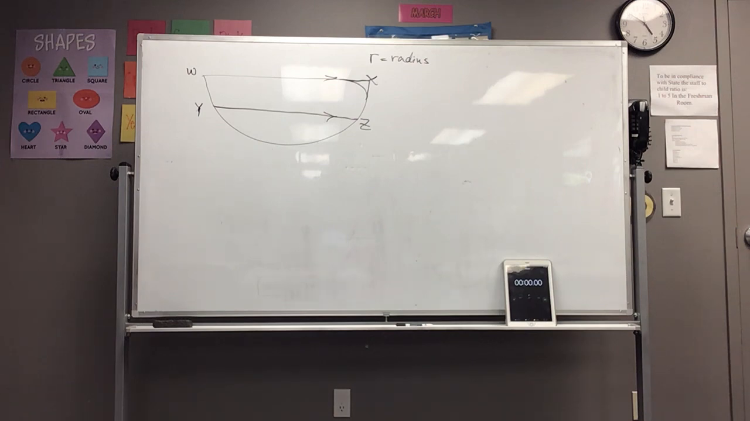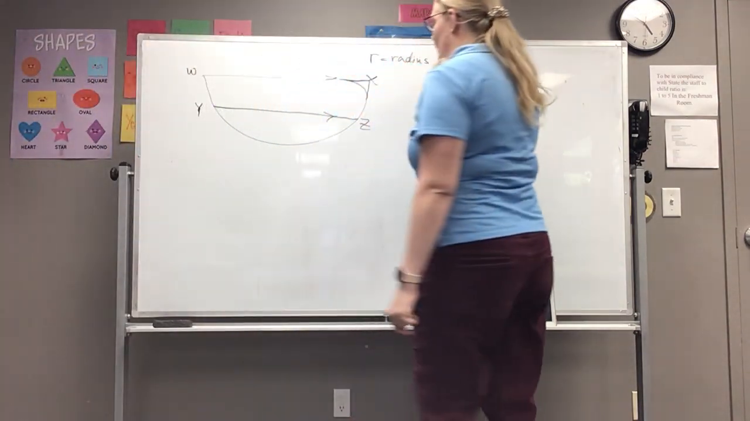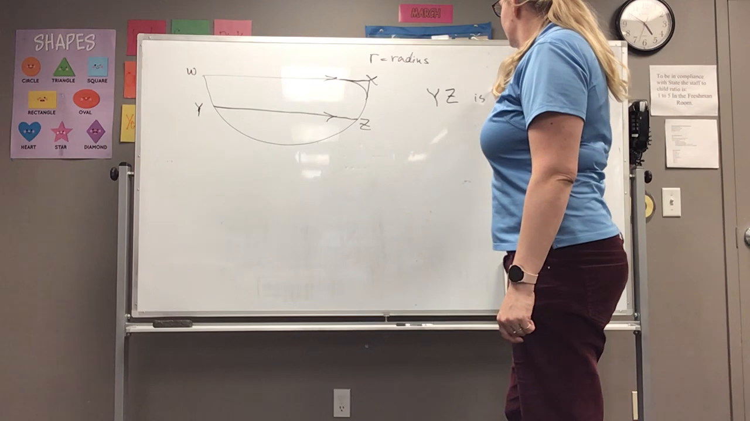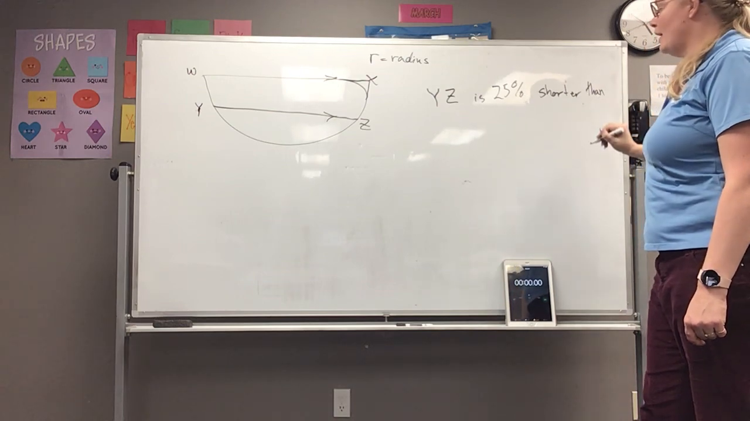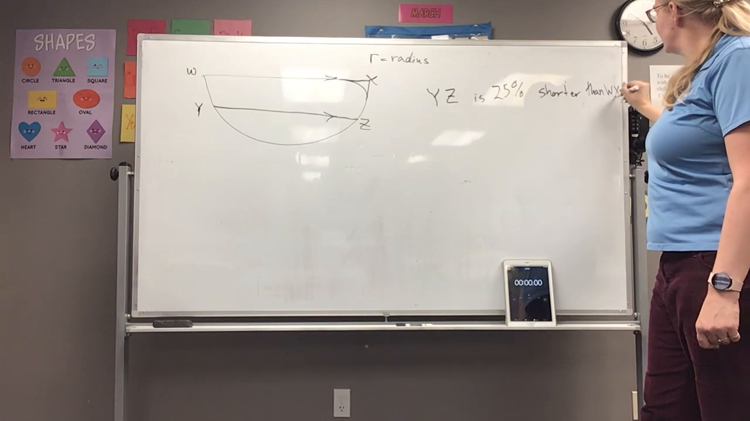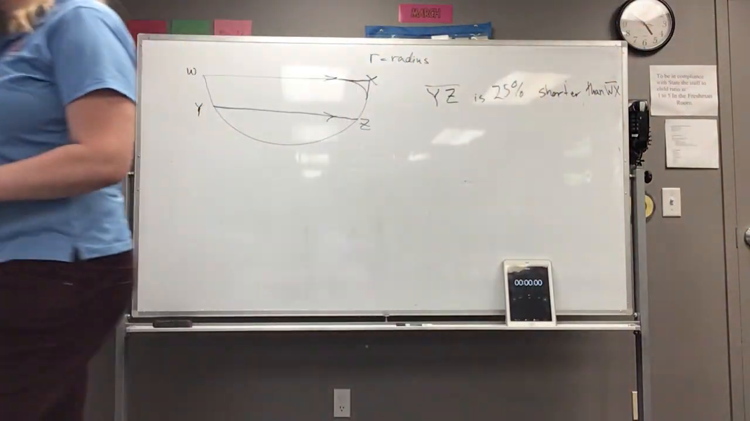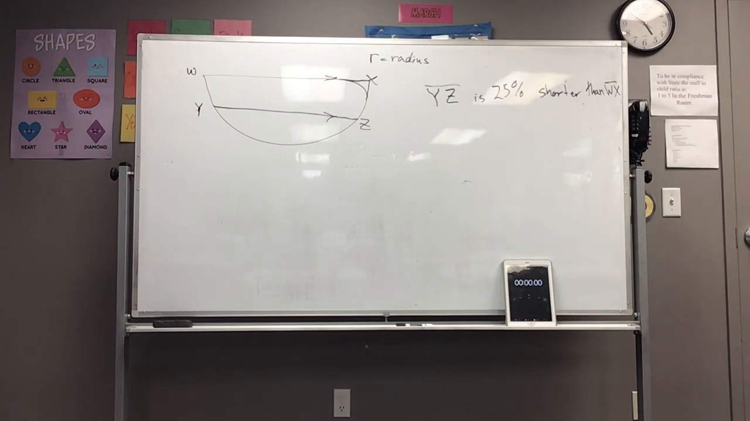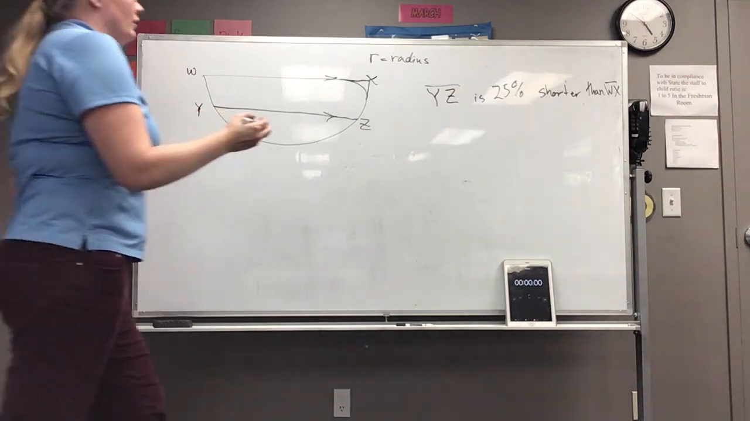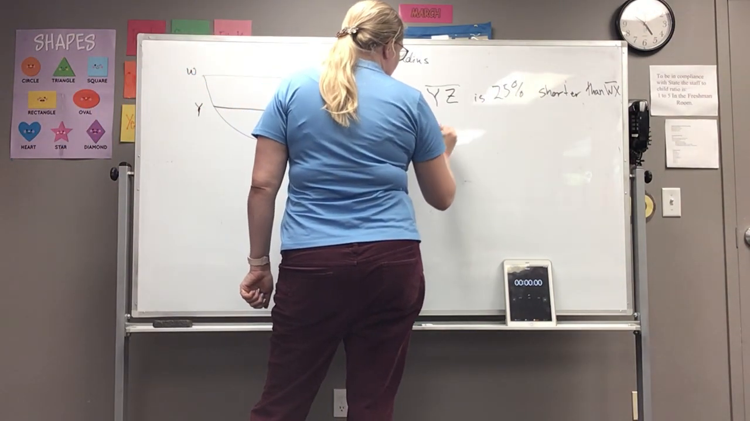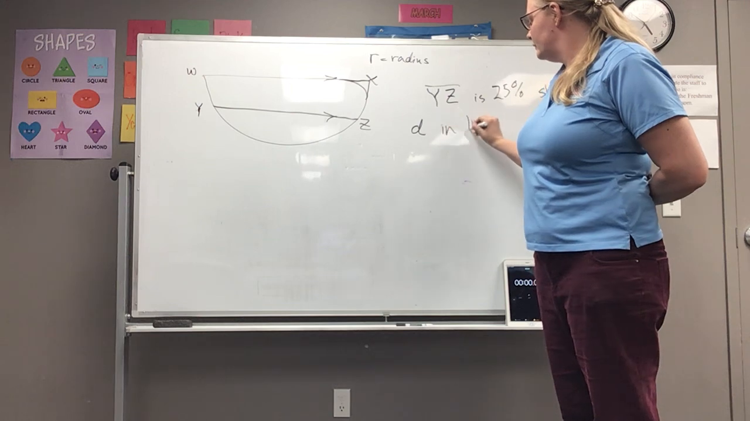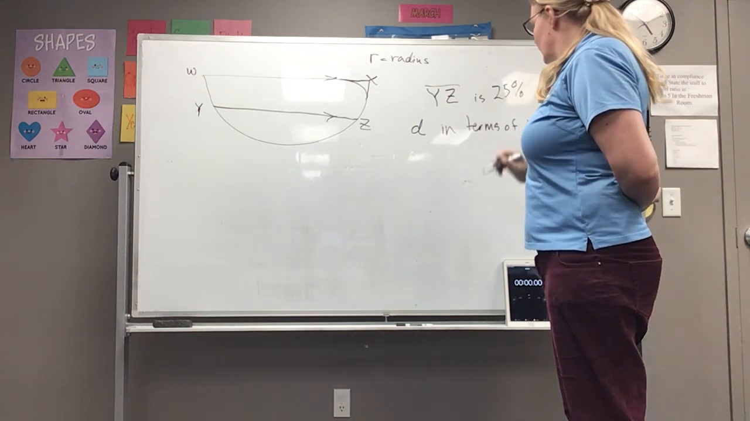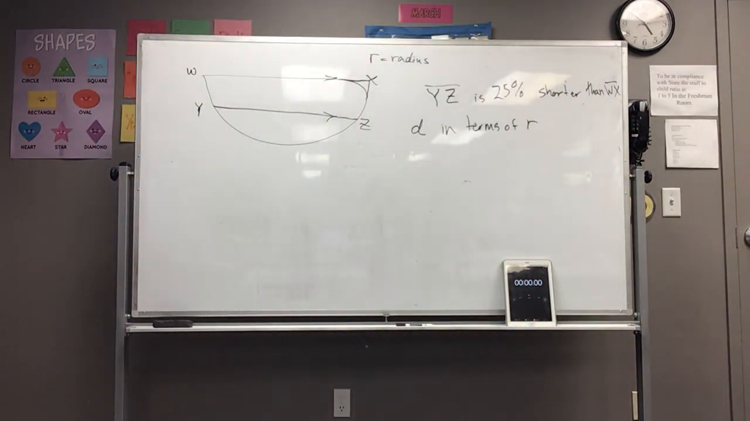So the length of YZ is 25% shorter than the diameter from W to X. So they ask us to find what is the shortest distance between the two chords in terms of R. So they don't give us that on the drawing, but it's kind of fundamental to solving this.